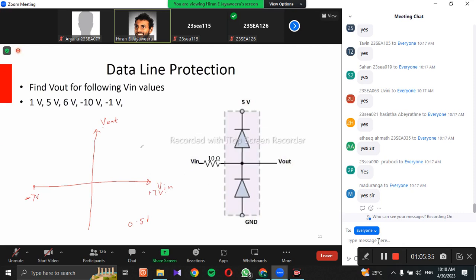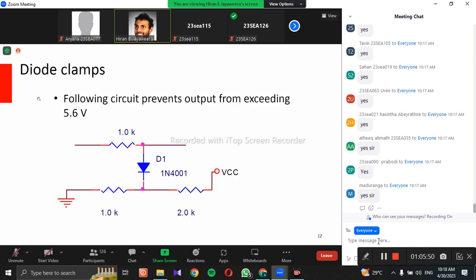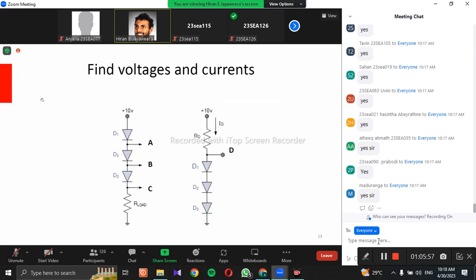This is a very interesting result. You will get it once you plot it. Those who do this one, remind me to discuss this next week. This one I'll leave as homework. All right.